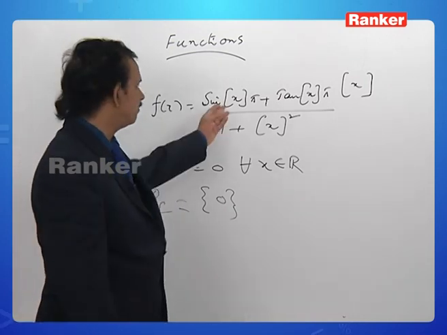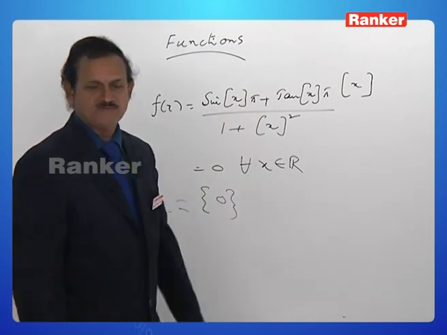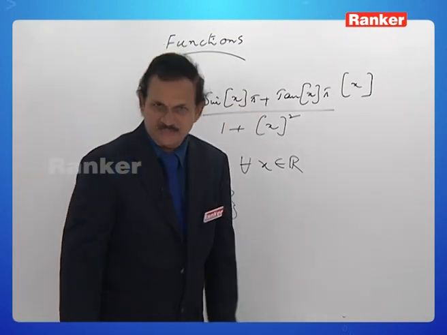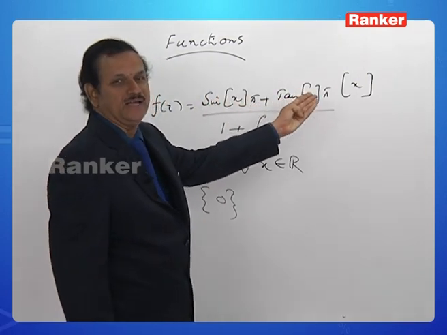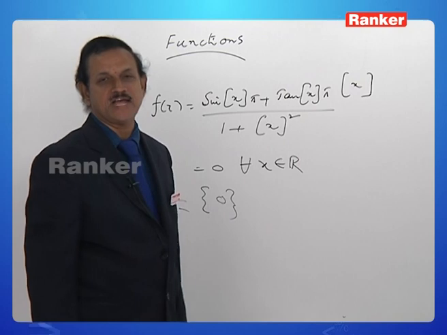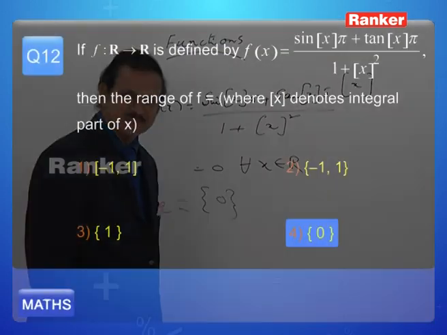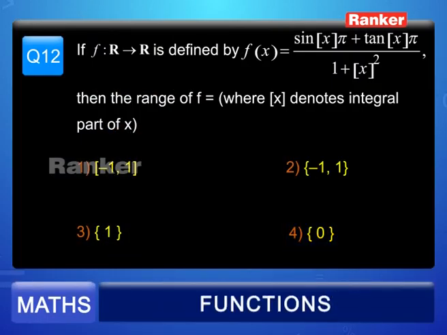Why? Because integral part of x is just nothing but an integer. For any real value of x, it is an integer. Therefore, sin n pi is 0, tan n pi is 0. By the nature of sine function and tan function, it is easy to catch that. Hence, the answer is, range of the function is singleton 0, that is the fourth option is the right option.